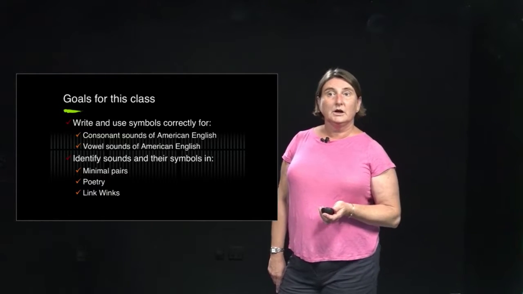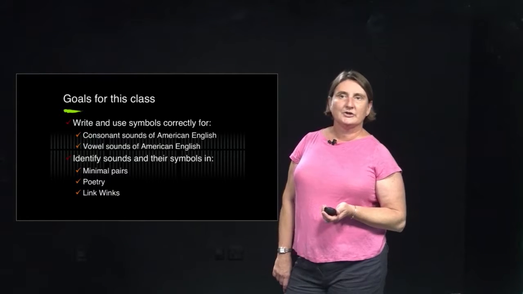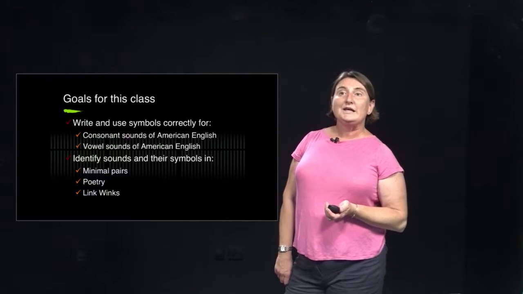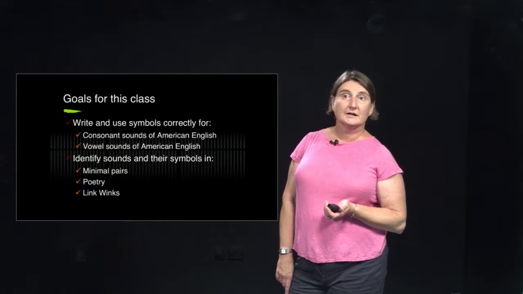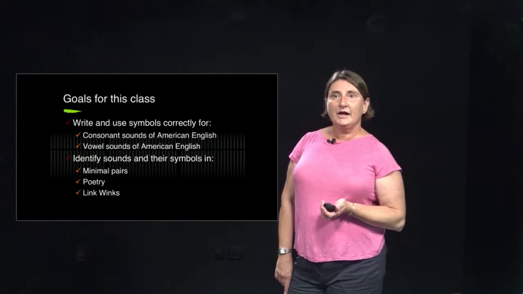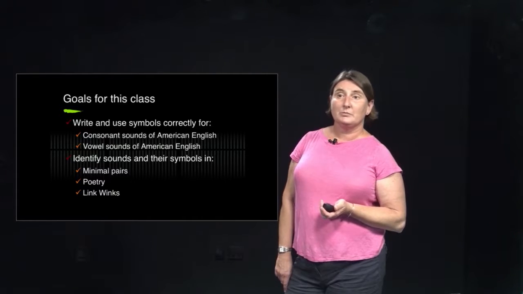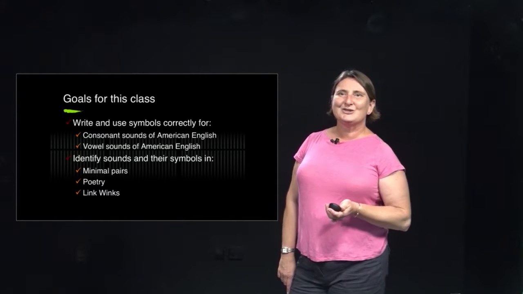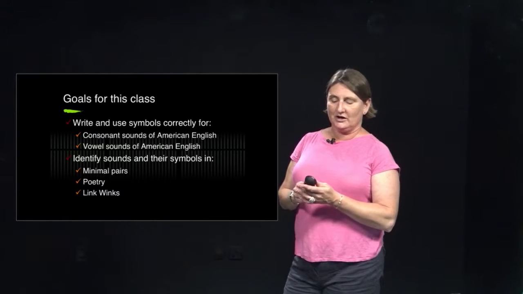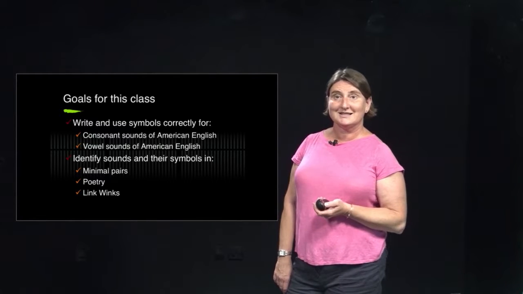So we will write, because sometimes the shapes are a little tricky. They're not your standard letters, these symbols. We will write them as well as learn to use them correctly for consonants and vowels of American English. And then we will identify these sounds and use their symbols properly in some minimal pairs. We'll look at some poetry to find examples, and we'll also write some link winks, which are kind of a fun word game with rhyming words that we can use to practice these symbols.